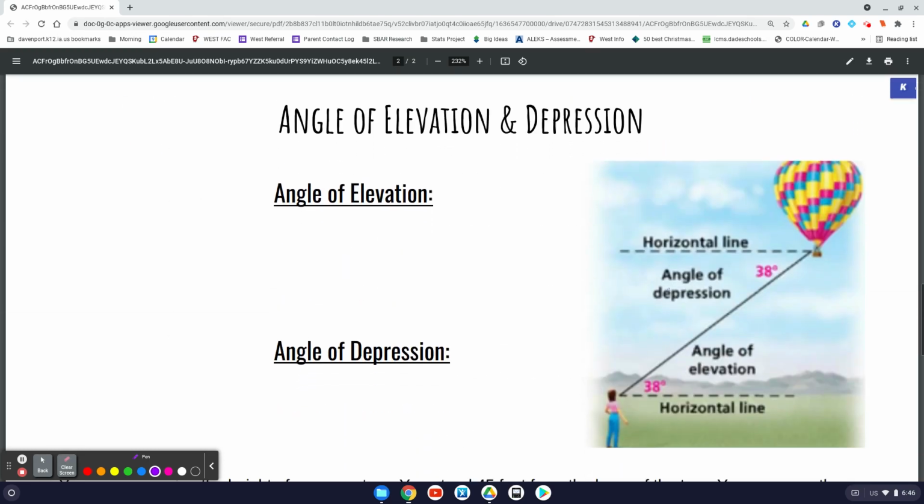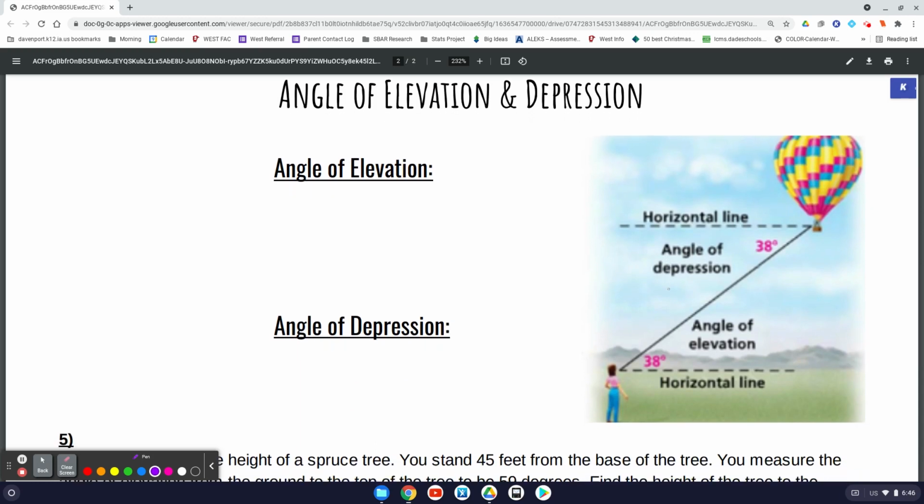Next page, we have angle of elevation and angle of depression. We're going to be dealing with some word problems. Well, we kind of need to talk about what these words mean. Angle of elevation is the angle from a horizontal line up. And notice how it's from a horizontal line.